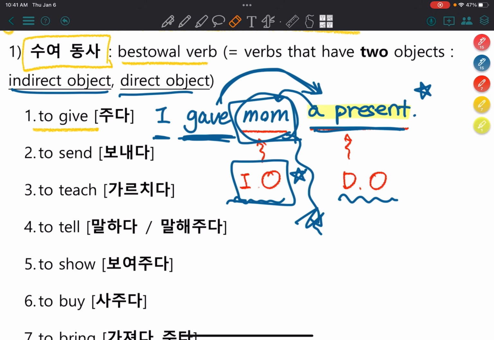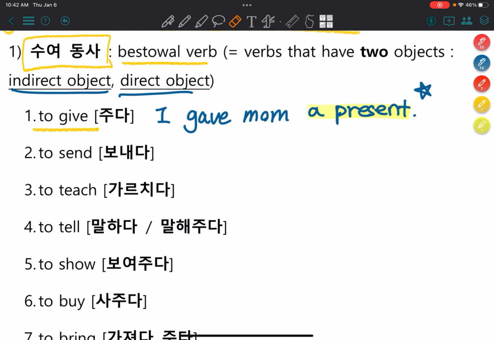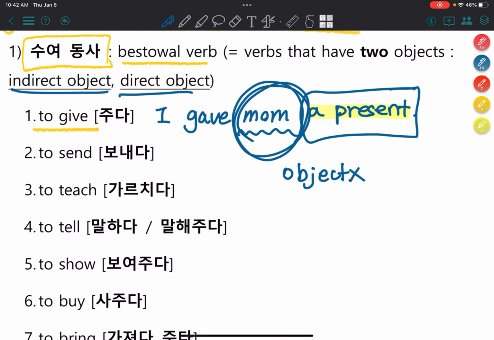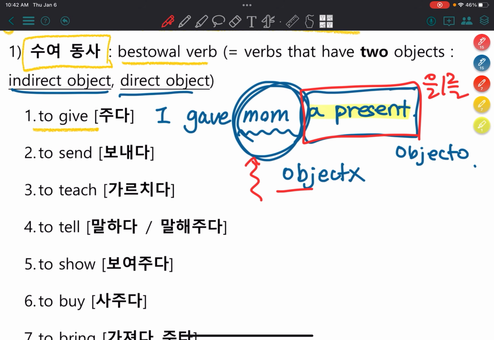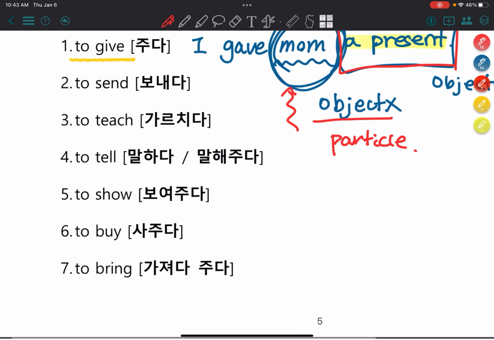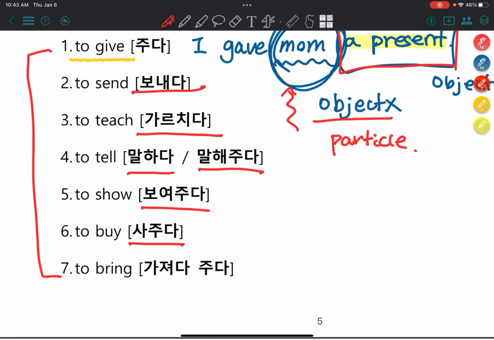But I wanted to mention this because I wanted to compare Korean grammar and English grammar so that you can understand better. In Korean grammar, we do not classify someone who has been bestowed something as an object. Only a present, the direct object, becomes an object. So we only mark the direct object with the object marking particle, and someone that something is bestowed to, we don't mark with an object marking particle, we use something else. And the same applies to all these verbs. 주다, 보내다, 가르치다, 말하다, 말해주다, 보여주다, 사주다, 가져다주다.